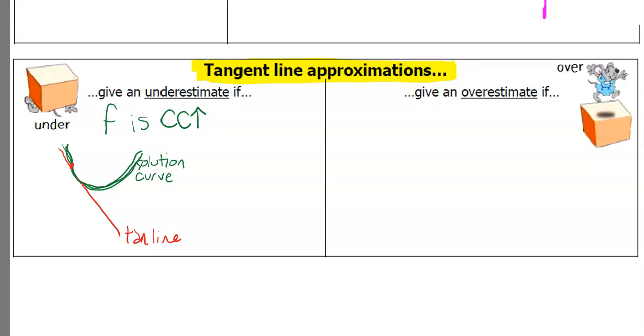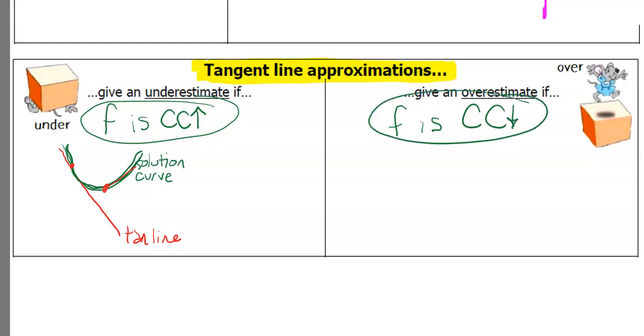It doesn't matter where I drew a tangent line. If I drew it here, that tangent line is also below the solution curve. So anytime my actual solution is concave up, then my tangent line is going to be too low. You can probably predict that if my actual solution had been concave down, then anywhere I drew a tangent line, the tangent line is going to give me a higher estimate than the actual solution curve, the actual graph of the real f.